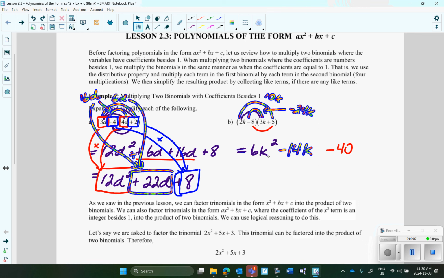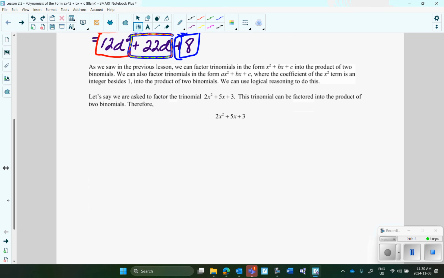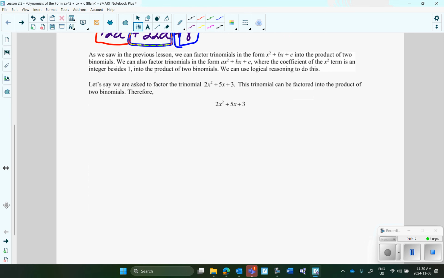Okay? And there's a reason why I did this nice little rainbow color. Because what if we're asked to factor these? We can't use the sum product thing. Why? Because there's a number in front. If it was just x squared, then we could say, okay, it's going to be x and x. What two numbers add to this? What two numbers multiply to that? And you get your answer. This is a little bit more complicated.